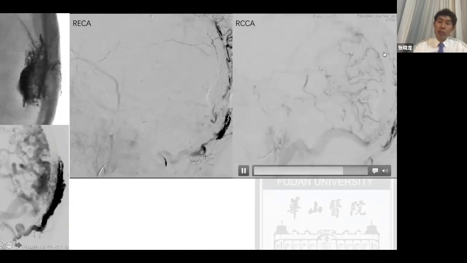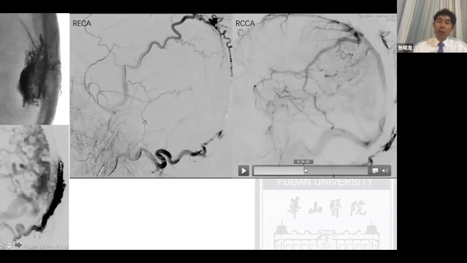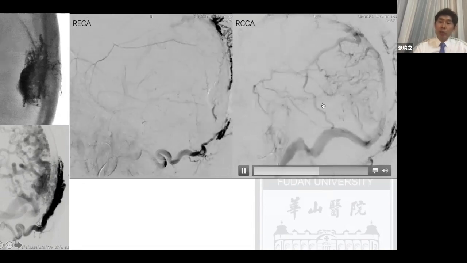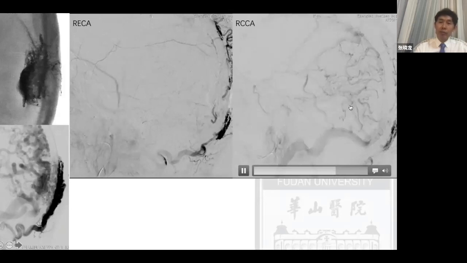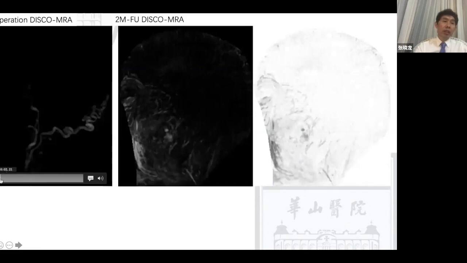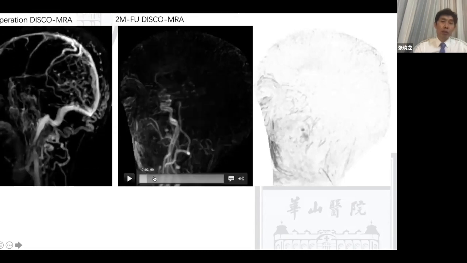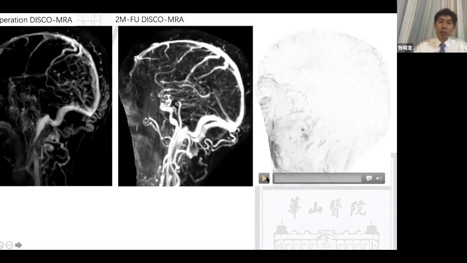And the superior sagittal sinus was flowing back well. And the brain parenchyma circulation was recovered. And here is the follow-up with SWI. We can see no arterial blood was found here. And here is a pre-operation MRI. Two months later, it's recovered totally.